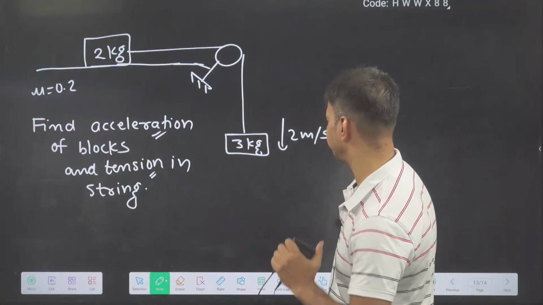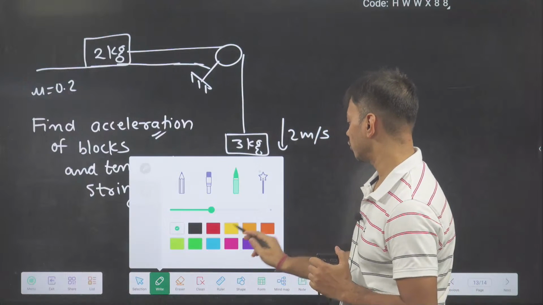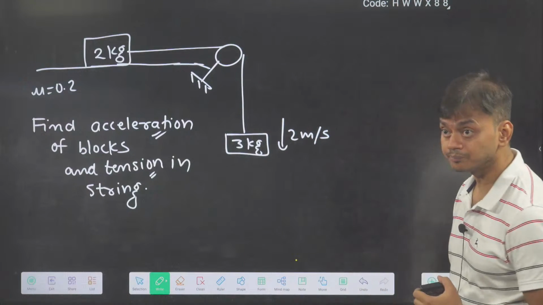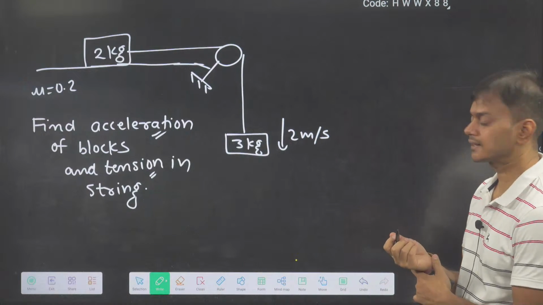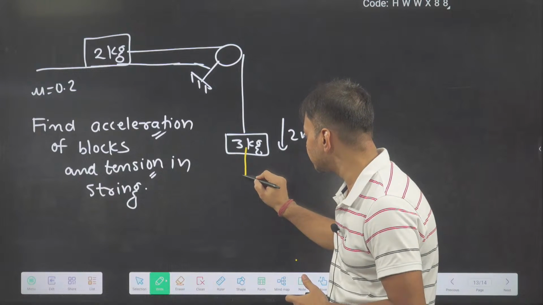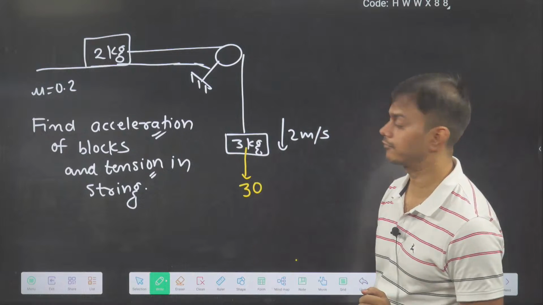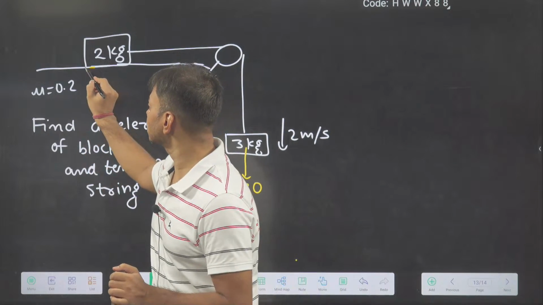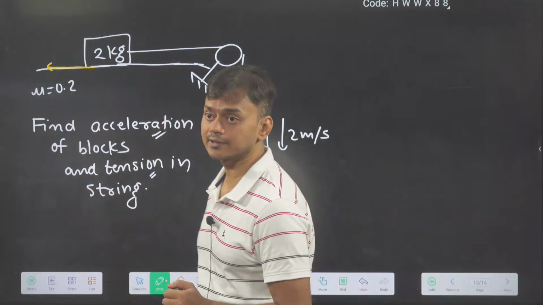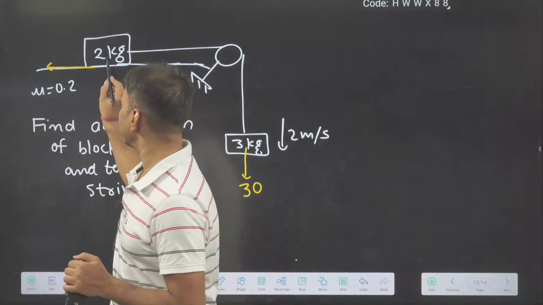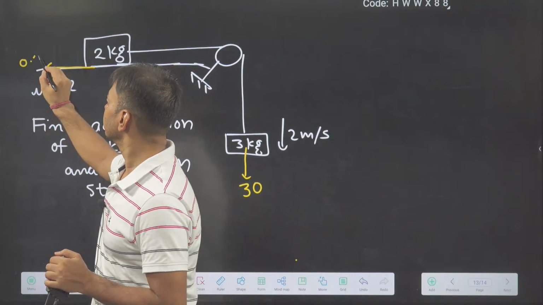How will I solve? You all know that in this case, the driving force is the weight of the hanging portion, 30. I have just picked the driving force. The opposing force is kinetic friction here. Kinetic friction is mu k into N. So N is 20, mu is 0.2.